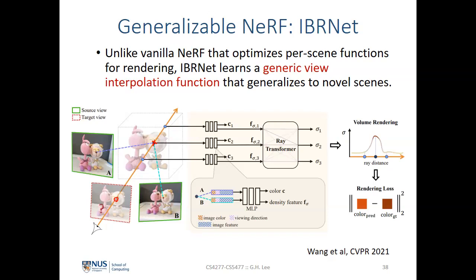What this IBRNet does is that you process and collect all the features from multiple views and aggregate them here. You collect multiple samples along this ray in the same way, and after you aggregate from multiple views, you dump it into a ray transformer, to aggregate based on self-attention and cross-attention.